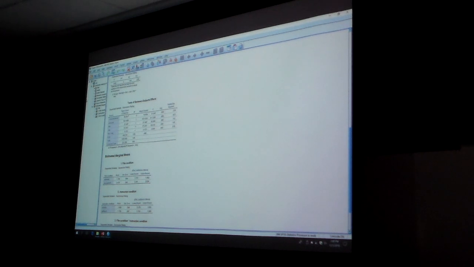So if we then take a look at our partial eta squared, what's our partial eta squared for film? What is it, Laura? 0.142? Yeah. 14.2, that'd be massive. That's good.